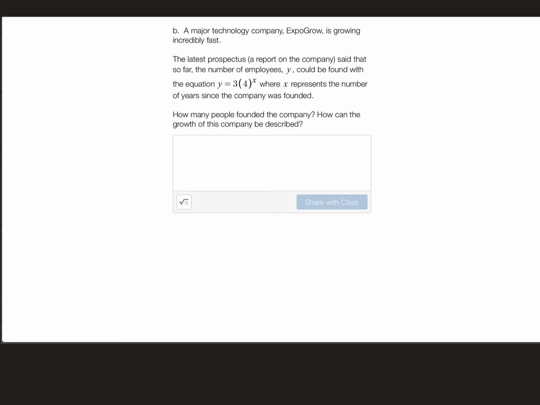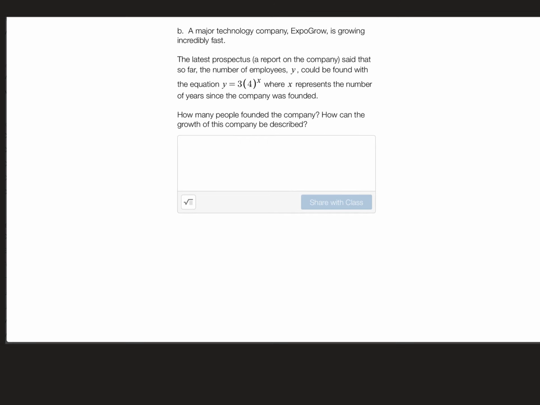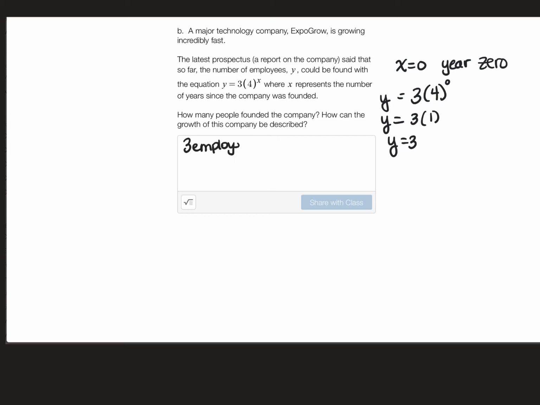So how many people founded this company? Well, in order to figure that out, we're going to have to use x as 0, which will give us year 0. That'll give us the year the company was founded. So I'm going to plug in 3 times 4 to the 0, and that's going to give me how many employees there were when the company was founded. So that would be 3 times, now 4 to the 0 power is just 1. So that means there were 3 employees. So 3 employees founded the company.